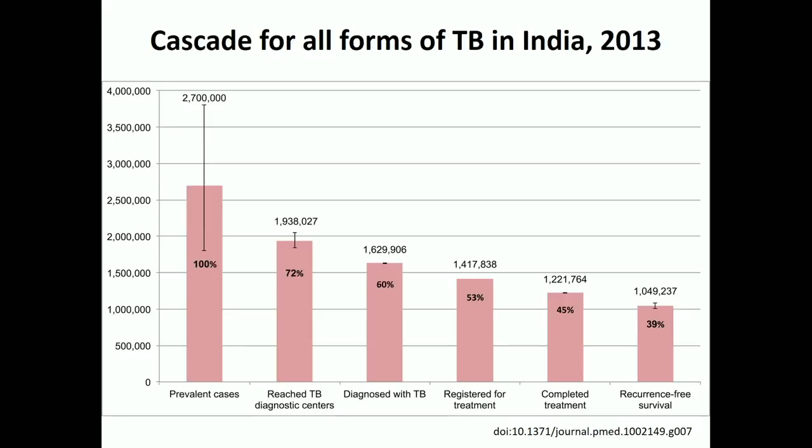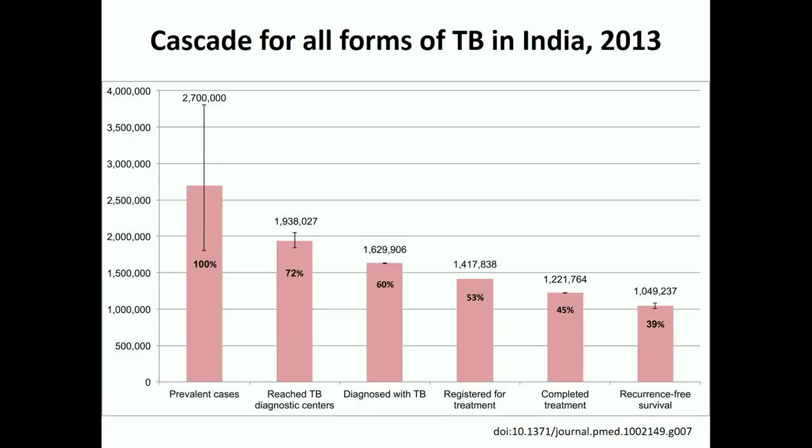So this is the cascade of care for India for all forms of TB in the year 2013. Out of 2.7 million prevalent patients estimated in 2013, about 1.9 million, or 72%, were estimated to have reached government TB diagnostic centers. 1.6 million of those were estimated to have been successfully diagnosed with TB, which is about 60% of the overall number. 1.4 million were registered for treatment, which is about 53%. 1.2 million completed treatment, which is about 40%, and about 1 million patients, or 39% of the overall population of 2.7 million patients in 2013, were estimated to achieve 1-year recurrence-free survival.